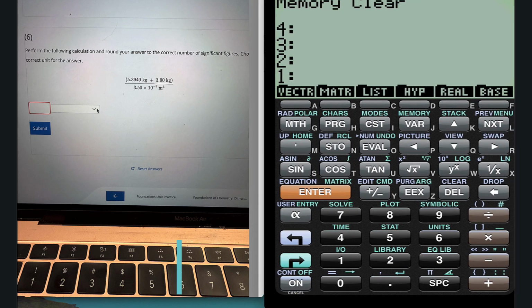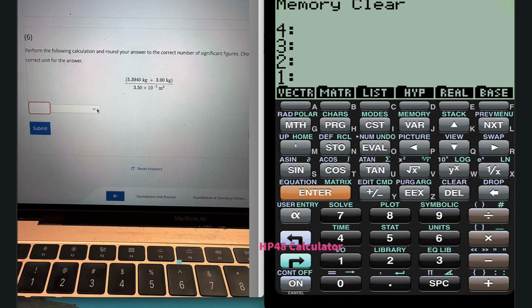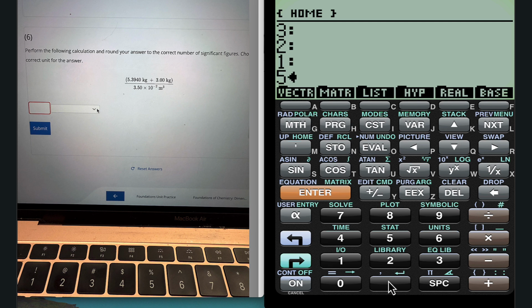And lastly, I have an emulator of the HP48GX calculator, which is my preferred calculator and the calculator I've had since I bought it for college in 1989, and I still use to this day. So in this particular case, we can still do it. Well, I'll do it in separate operations, but we could do this all in one operation. We type 5.3940, enter. It leaves the 0 off in this case.